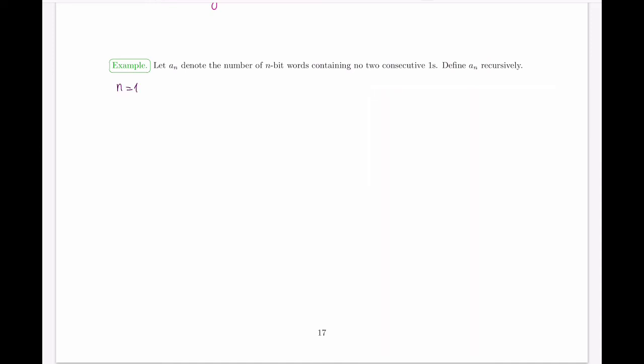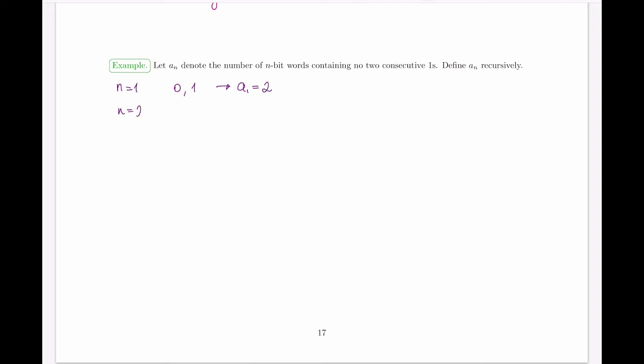So if n is equal to 1, I'm looking for words of length 1. Now, they're bit words, so binary digits, so we're only allowed 0s and 1s. So I want words of length 1 with no 2 consecutive ones. Well, they're only 1-bit words, so I can't even have consecutive ones. So my 2 choices are 0 and 1, which means that a sub 1, for n equals 1, is equal to 2. There are 2 options for this string.